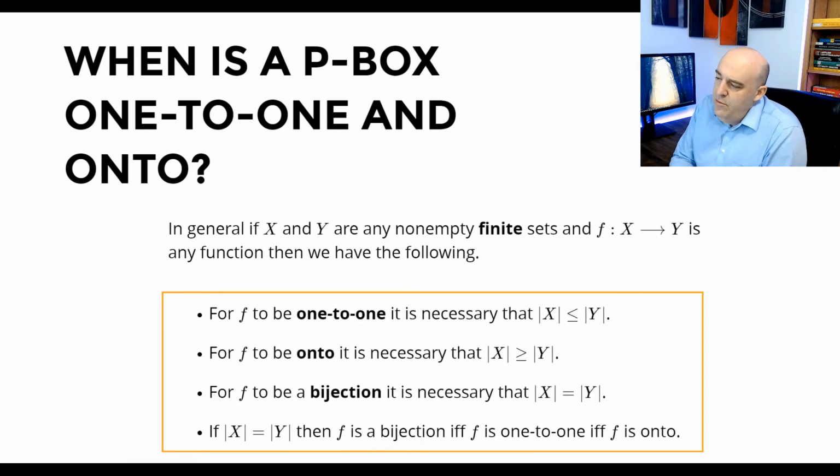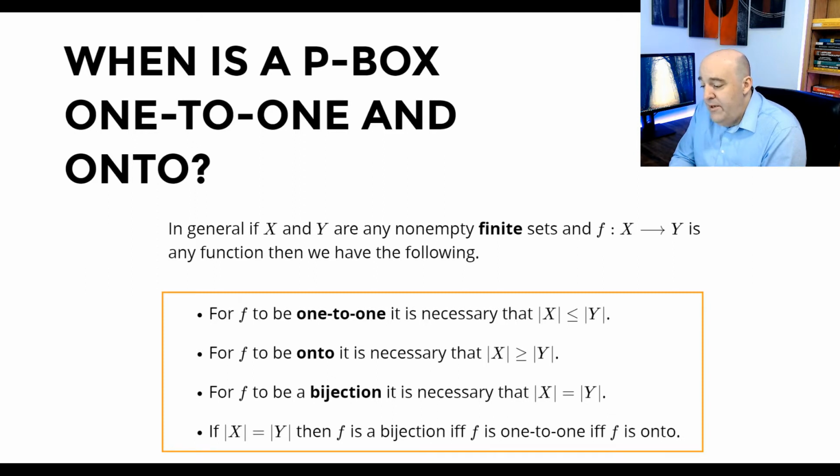Now, how about this? When is a p box 1-to-1 and when is it onto? Well, just remember some basic results of set theory. If we have two finite sets, X and Y, and we have a function f from X to Y, then we have some basic results here. For f to be 1-to-1, we need the initial set X to have less than or equal cardinality than the final set Y. And for f to be onto, it's the opposite. The initial set X has to have a cardinality greater than or equal to the final set Y.